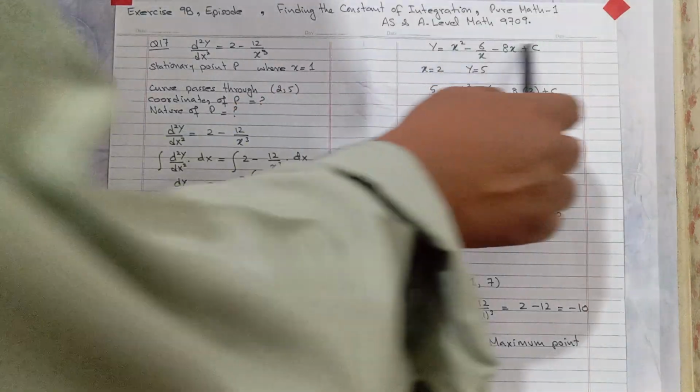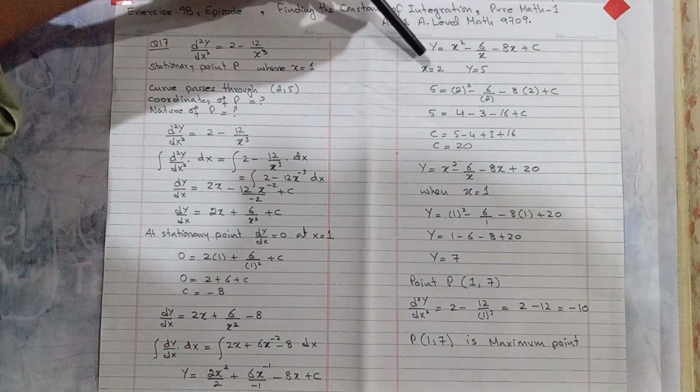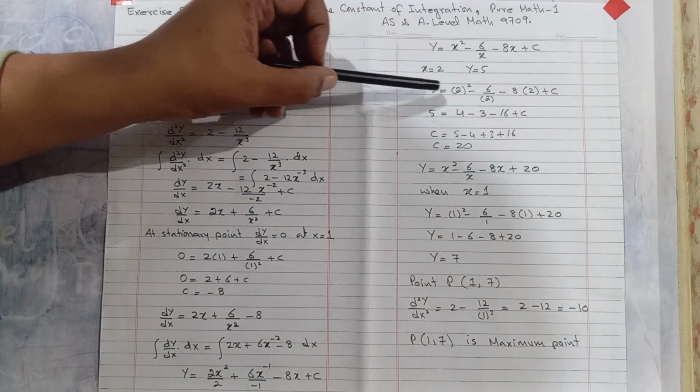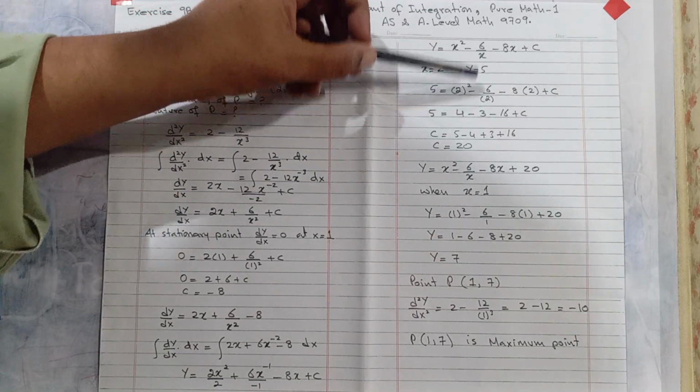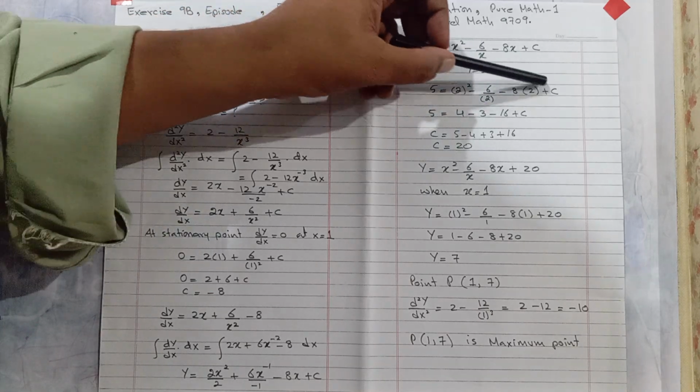So in this equation of the curve, in the place of the y, I will put 5, and in the place of the x, I will substitute 2. So you will have 5 equals 2 squared minus 6 by 2 minus 8 into 2 plus c.